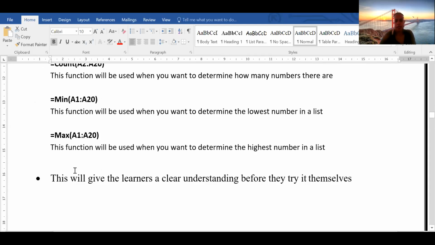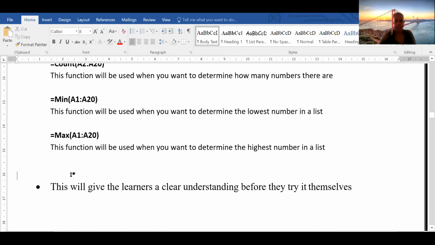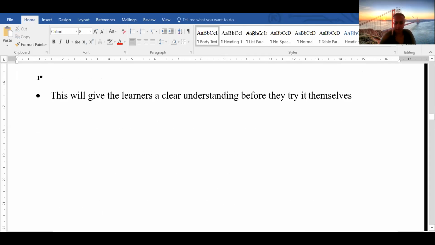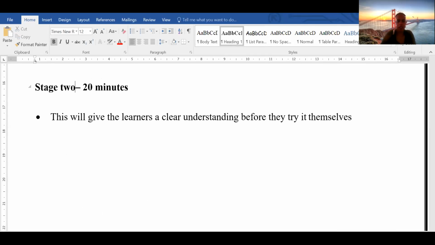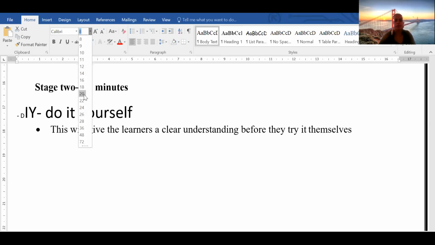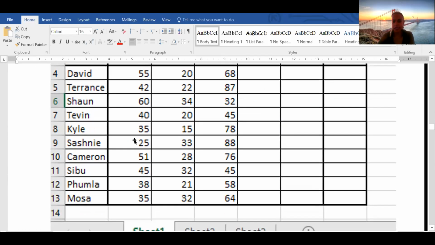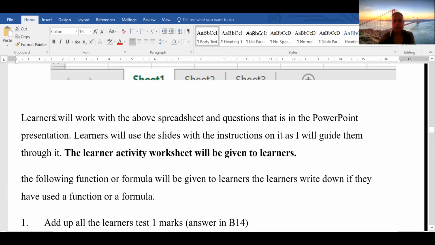Then here, depending on whether you demonstrated, I can come to stage 2. If I demonstrated, then in stage 2, I can now ask them to do it themselves. Then here I can explain it's going to be a DIY, whereby the learners will do it themselves. Okay, so then the learners can practice. I'll give them this lesson for just a few minutes to start. And then the learners will work on the spreadsheet which has been given to them.